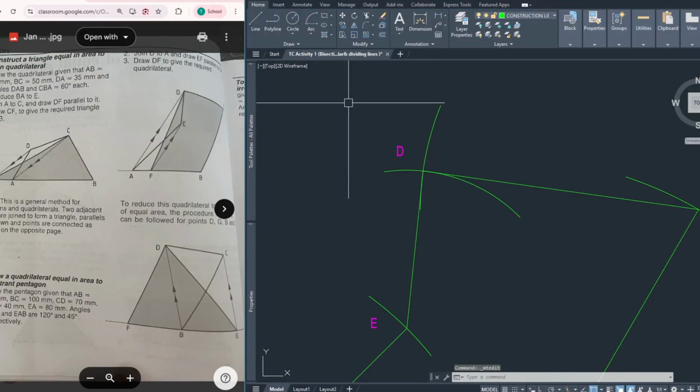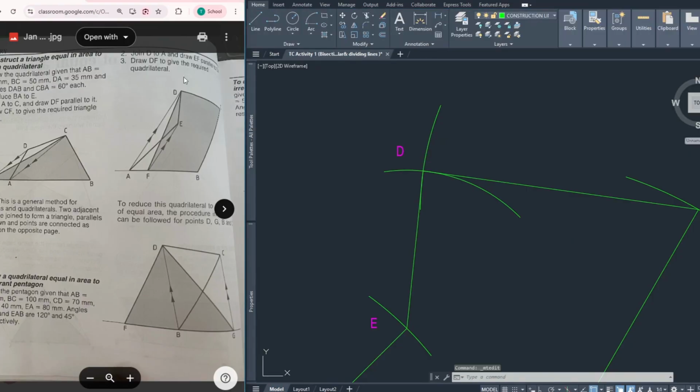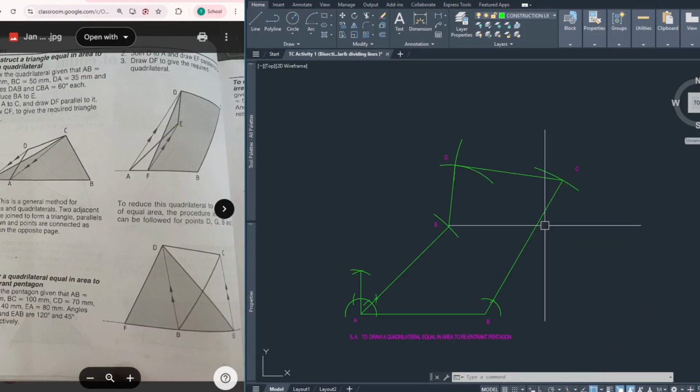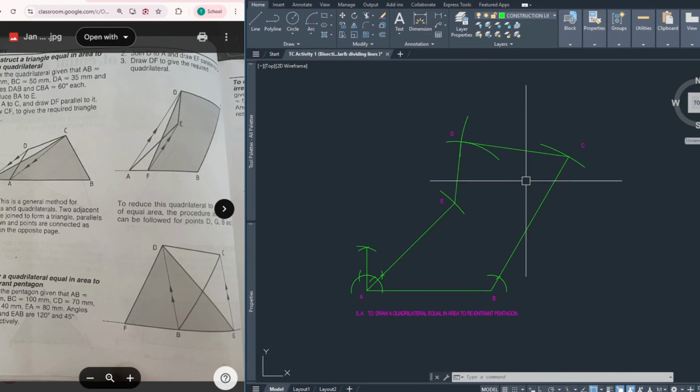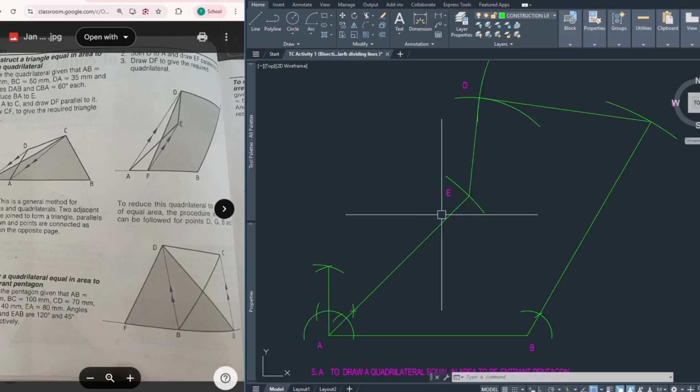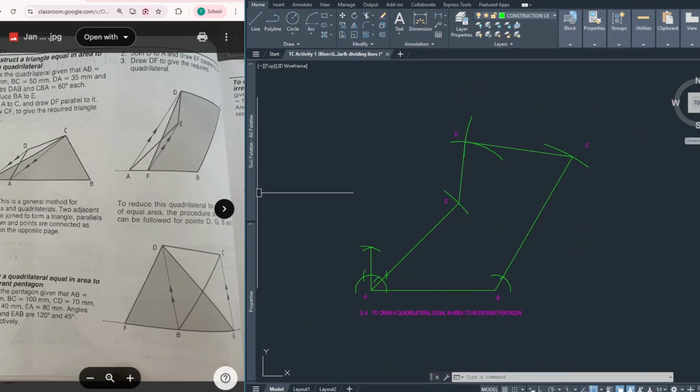Now, you can do either one of two things. You can go ahead with the instructions, read it carefully, and do it on your own. Or you can do it along with me, and I'm going to explain why we do what we do. All right. So first and foremost, we want to reduce this pentagon to a four-sided figure or a quadrilateral that's going to have the exact same area.